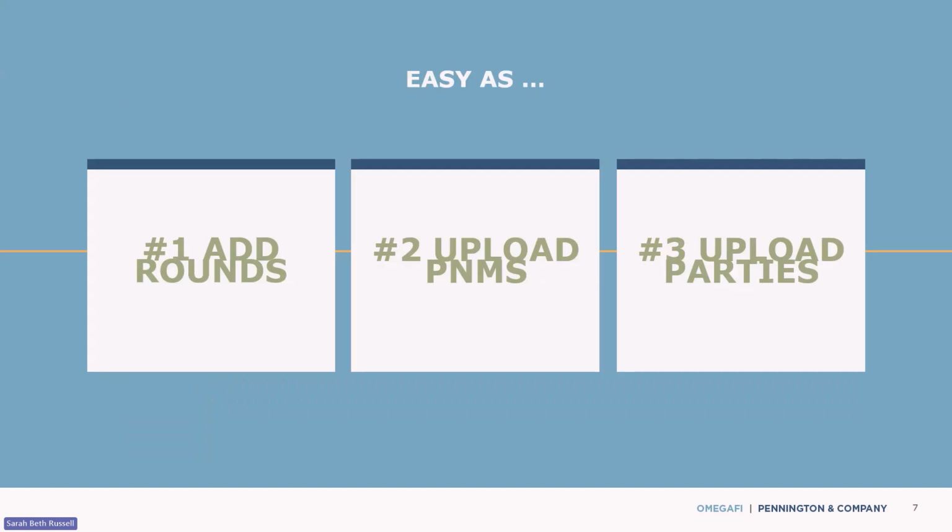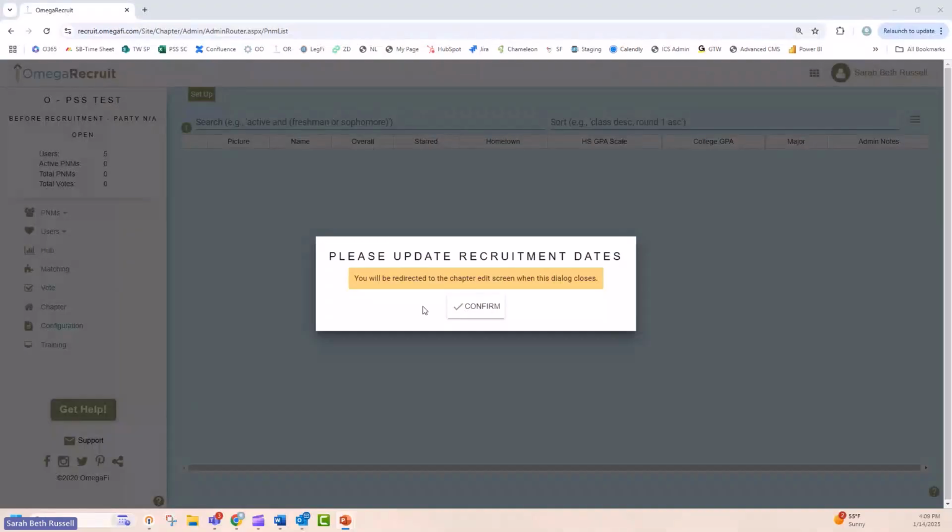Today, with our practice recruitment, we're going to make it pretty easy. It's 3 steps. We're going to look at adding your rounds, uploading your PNMs, and uploading your parties. As we go through, we'll look at some of the extra stuff too, but those are the 3 main things that we're going to focus on when you're setting up your recruitment. Those are the main things you need to get done: adding your rounds, uploading your PNMs, and uploading your parties. We'll go ahead and jump into OmegaRecruit.